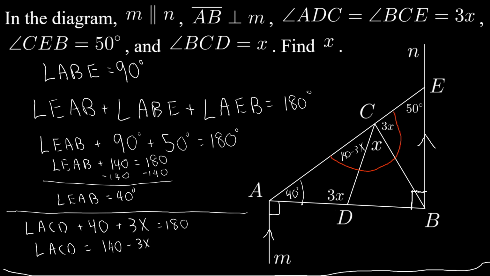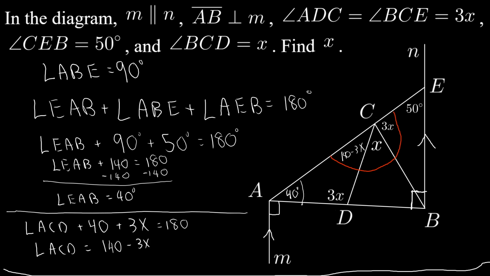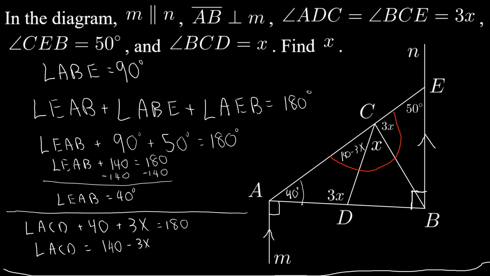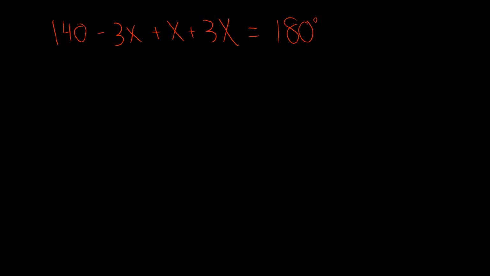So, let's go ahead, and I'm probably going to have to just start on the next page. Again, I'm going to take these three angles, 140 minus 3x, x, and 3x, set them equal to 180. So, 140 minus 3x plus x plus 3x is equal to 180 degrees. Again, just took the three angles, set them equal to 180 because they're a straight angle.